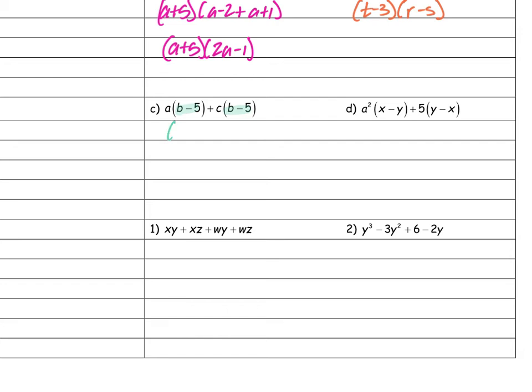So I can factor out b minus 5, and that leaves me with a plus c. So now that leads us to D, and if I look at my parentheses, they're not the same. I have x minus y and y minus x. They are not the same.